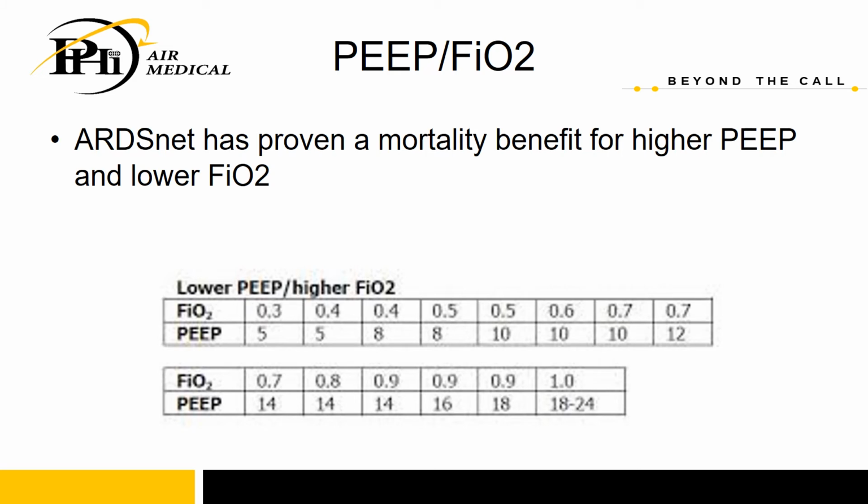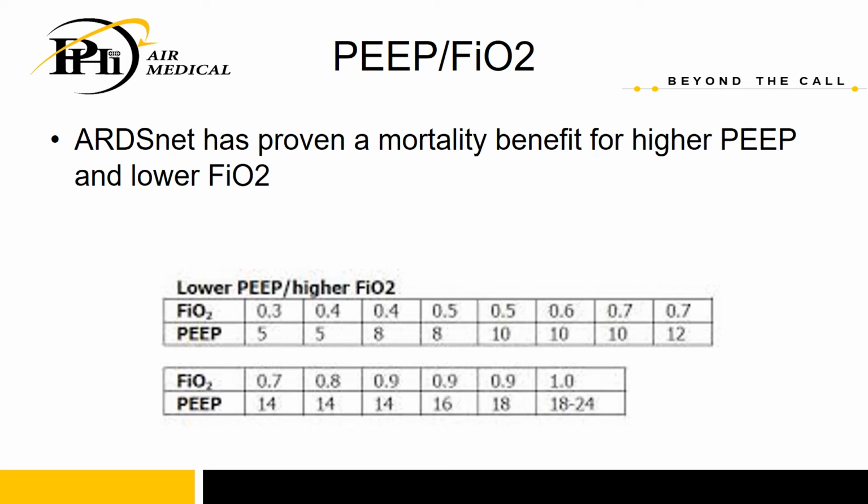ARDSNet did studies back in the 90s and early 2000s, and they're still very prevalent today, and they have proven a mortality benefit for higher PEEPs and lower FiO2s. If you're familiar with ventilator settings, maybe in your hospital or wherever, I'm sure that you have seen the FiO2 of 100 and the PEEP of 5 on almost every single patient. But you can see here that this lower PEEP, higher FiO2 scale is probably pretty markedly different from what you've seen, and this is what PHI recommends.